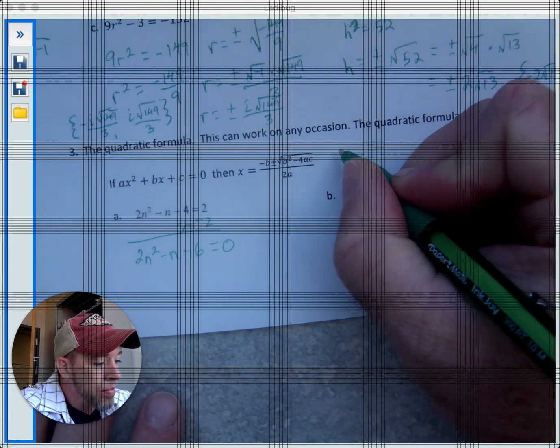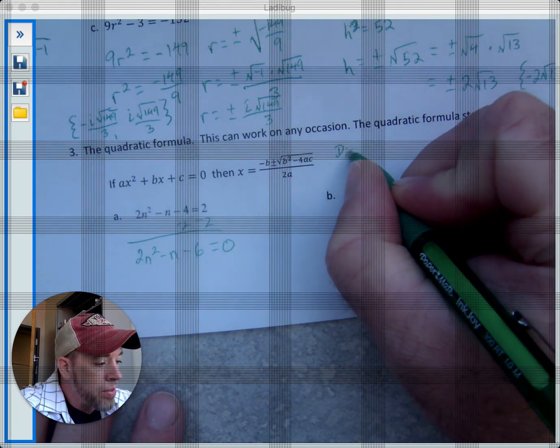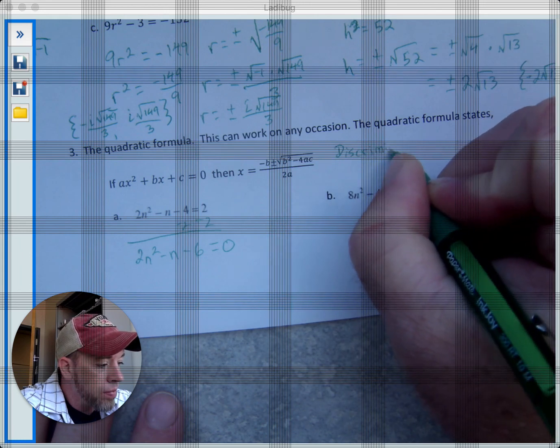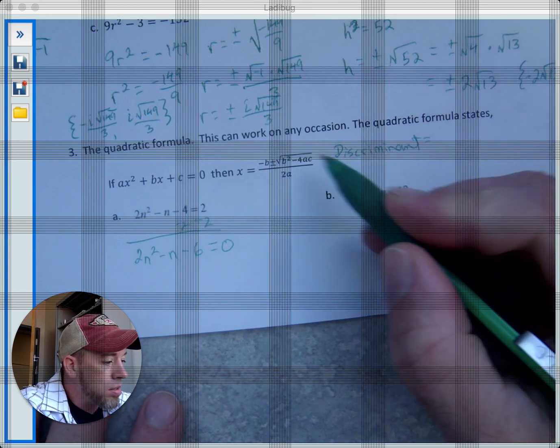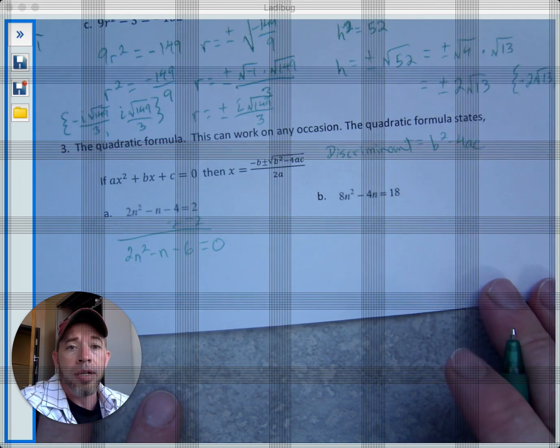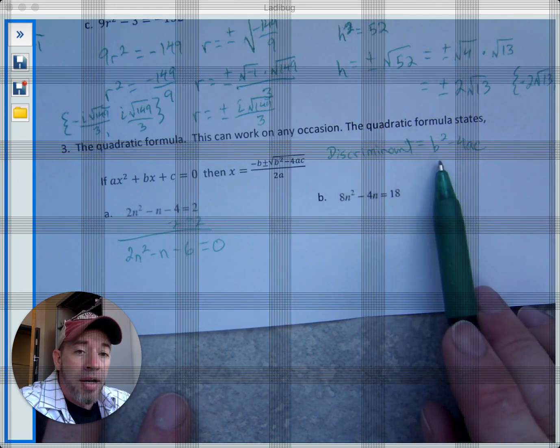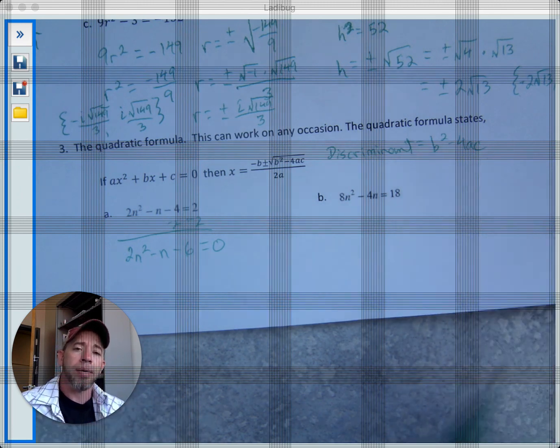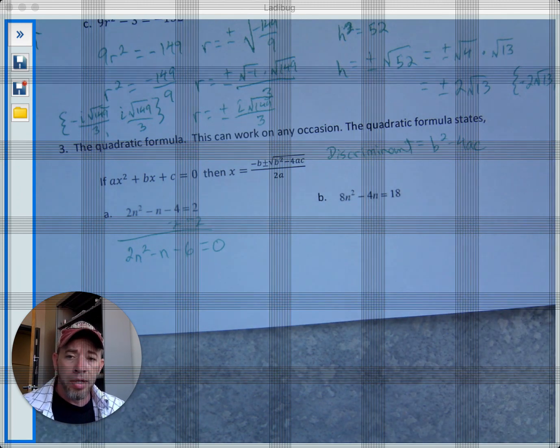I'll write that up here. The discriminant is b squared minus 4ac. Again, that is the part underneath the radical. I like to find that first so I can break up the quadratic formula and I don't try to plug it in all at once. A lot of mistakes happen when people do that.